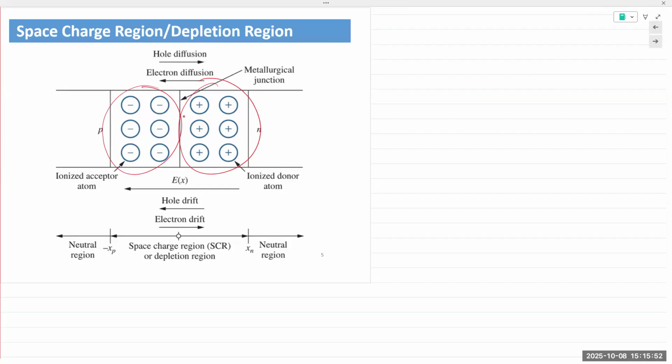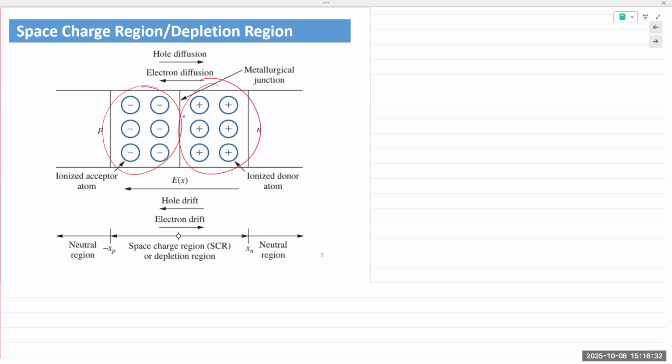So when electrons move from the right to the left, they leave behind the positively charged donor atoms. And on the p side, the holes are moving towards the right, leaving behind negatively charged acceptor atoms. So now you have positive charges here, negative charges here. They are localized and fixed in that space.